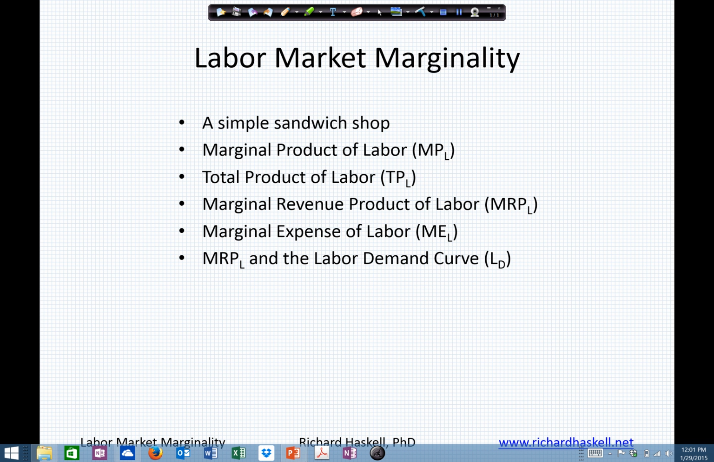My name is Rick Haskell, and today we're going to take a look at labor market marginality, or the principle of marginality as it's applied to the labor market. In this series, we're going to look at several different items. We'll start by looking at a simple sandwich shop. Then we'll take a look at marginal product of labor, then total product of labor. We'll then look at marginal revenue product of labor, and then marginal expense of labor, and finally marginal revenue product of labor and the labor demand curve.